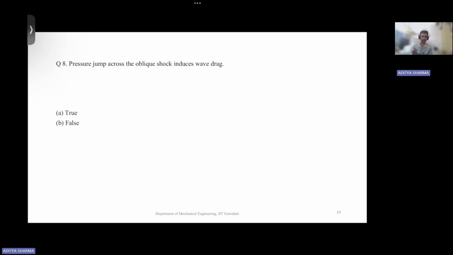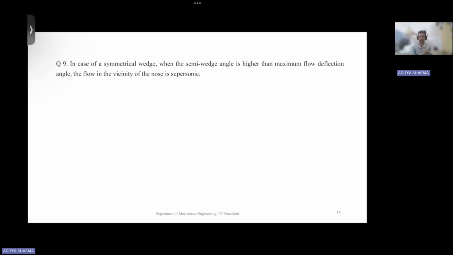it does induce wave drag, right? In the shock expansion theory, from oblique shocks you are going to get this wave drag. And in the design of supersonic airfoils, what do we want? We want this wave drag to be minimal.